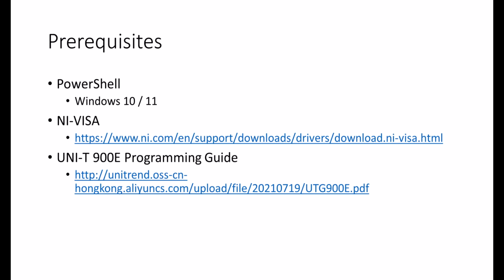The next prerequisite is the National Instruments NI-VISA Windows software, which can be downloaded from the link provided in the description. The last prerequisite is the programming guide for your device. I have provided the link for the UTG900 programming guide, which is the device that I will be using in this video.